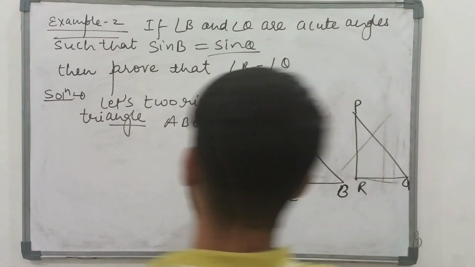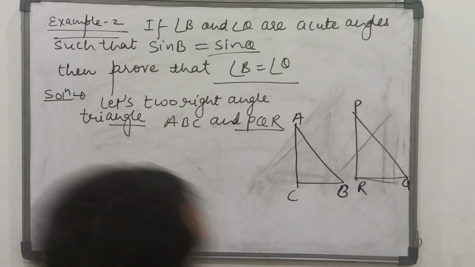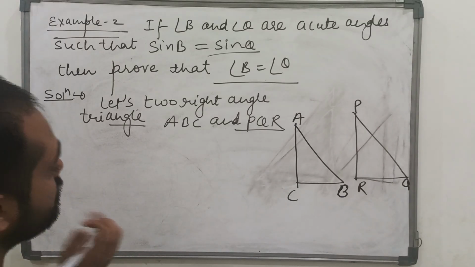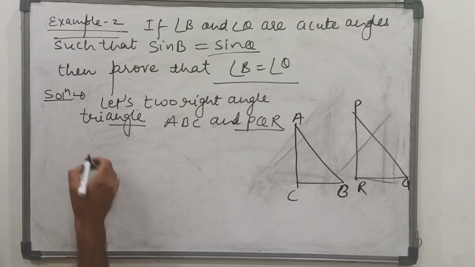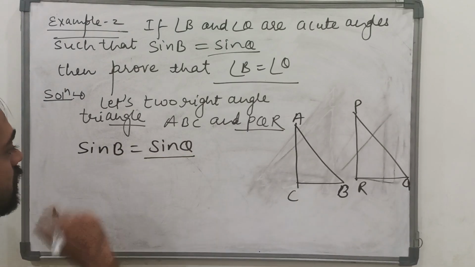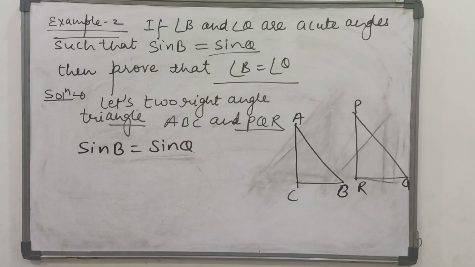So first of all, we will take the given conditions. Which one is the given condition? Sin B is equal to sin Q. Okay, sin B is equal to sin Q.